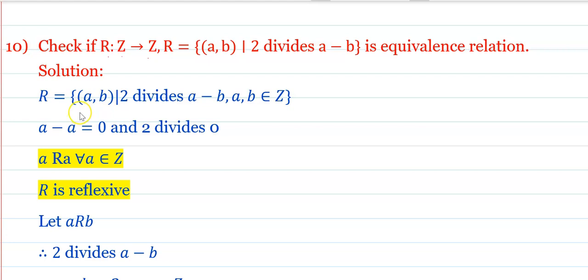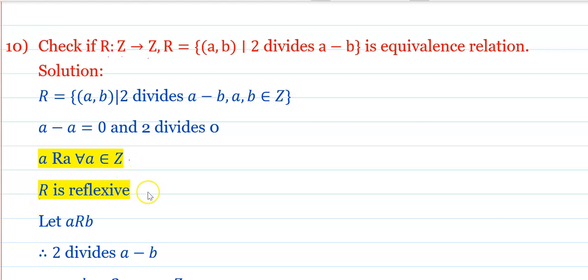Now the solution. R is equal to {(a, b) such that 2 divides a minus b, a, b belongs to Z}. Now first is a minus a, the same element taken. a minus a is equal to 0, and therefore 2 divides 0, and therefore (a, a) is in R for every a belongs to Z, and therefore R is reflexive.